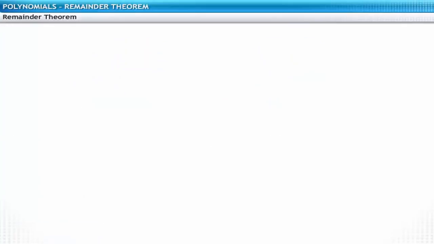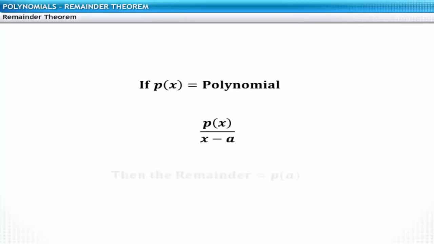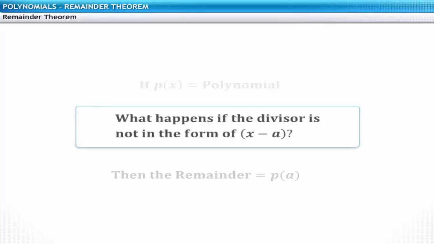The remainder theorem states that if P of x is a polynomial in x and P of x is divided by x minus a, then the remainder is P of a. The remainder theorem specifies the remainder in cases where the divisor is x minus a.